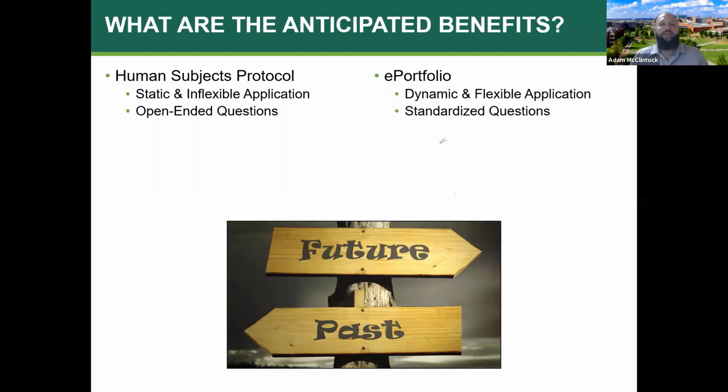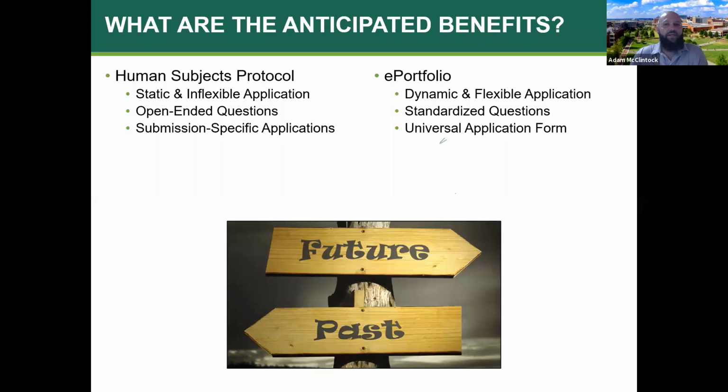In the HSP, at last count, I believe the ratio of open-ended questions to standardized questions was like 65 to 35, whereas the ePortfolio flips that on its head. So you have more along the lines of 30 to 40% of free text and 60 to 65% standardized questions. So we hope that allows for easier responses and communication of information to and from the researchers to the IRB.